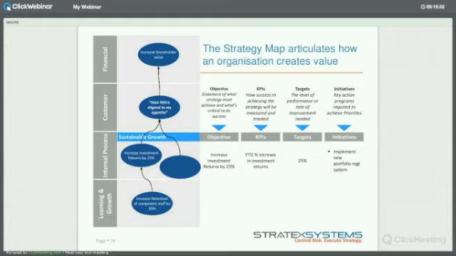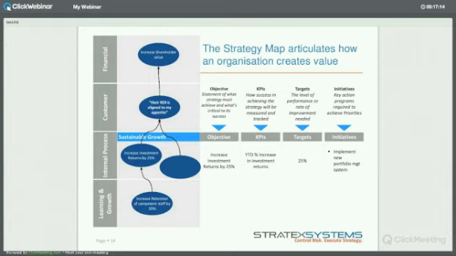The whole concept behind the strategy map is about using cause and effect diagrams, relationships, to understand how you create value from intangible assets. So in this case, we've got a financial objective of increased shareholder value, and you can trace how at the people level, by increasing the retention of competent staff by 10%, that flows through to increased investment returns by 25%, that flows through to positive customer outcomes, and then to positive shareholder value financial outcomes.